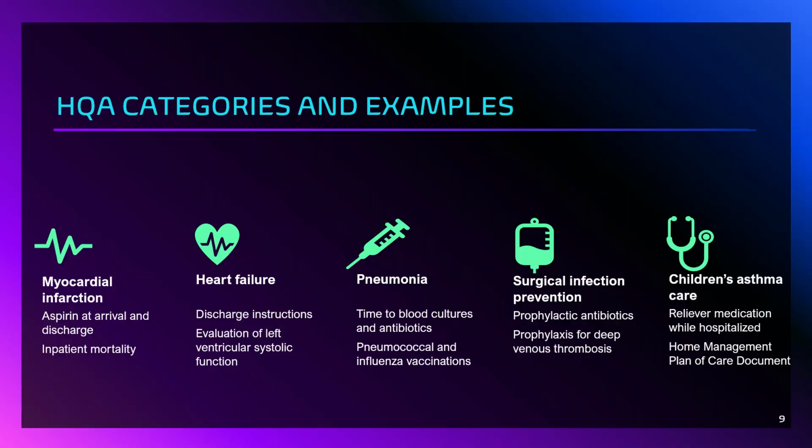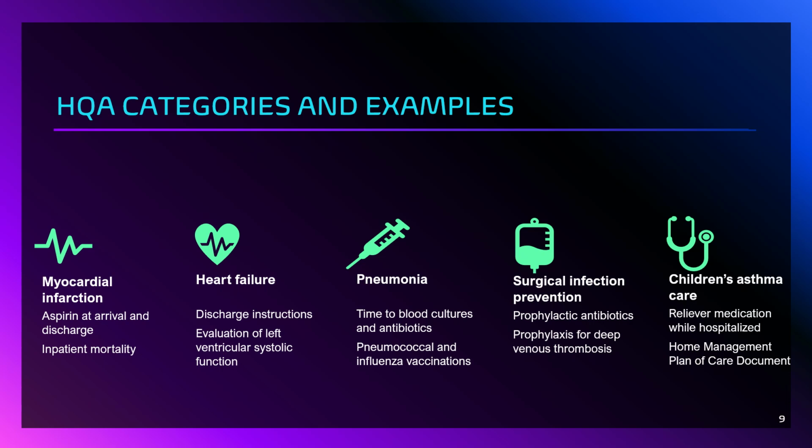HQA categories and measures. Let's dig a little deeper into the categories of quality measures reported to the Hospital Quality Alliance, or the HQA, and posted on the Hospital Compare website. So these measures are mostly process measures, the steps hospitals take to deliver evidence based care. The categories cover several core areas: myocardial infarction, heart failure, pneumonia, surgical infection prevention, and children's asthma care.